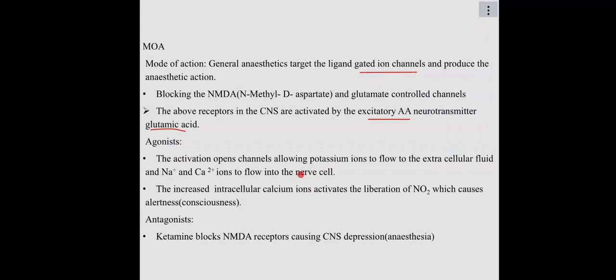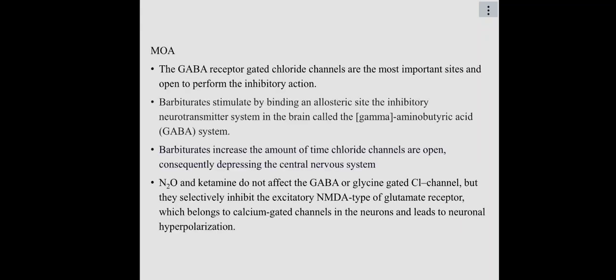So we are saying those channels, if you block them, you will block the agonist activity. The increased intracellular calcium ions activate the liberation of nitric oxide, which causes alertness or consciousness. Antagonists such as ketamine, which blocks the NMDA receptors, cause CNS depression. Because remember, as we have said, these are excitatory ion channels. So when you block them, then you will cause depression. And one of the drugs that does that is ketamine.